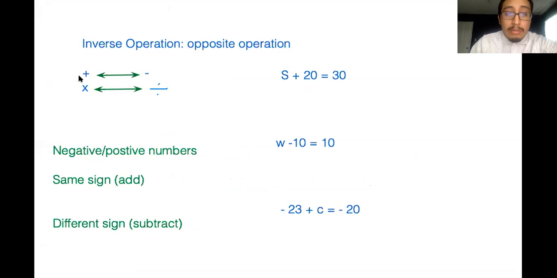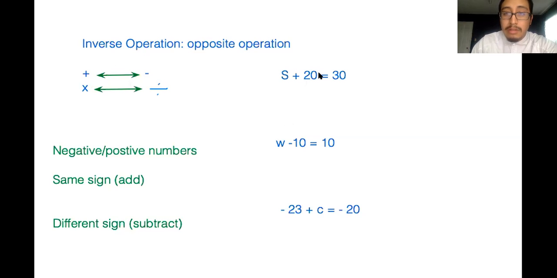So what's the opposite of addition? The opposite of addition is subtraction. What is the opposite of subtraction? The opposite of subtraction is addition. That's why I have this arrow going both ways, because they're opposite. Now over here, I have multiplication and division. The opposite of multiplication is division, and the opposite of division is multiplication. So whenever you see an inverse operation, you have to remember that means opposite operation.